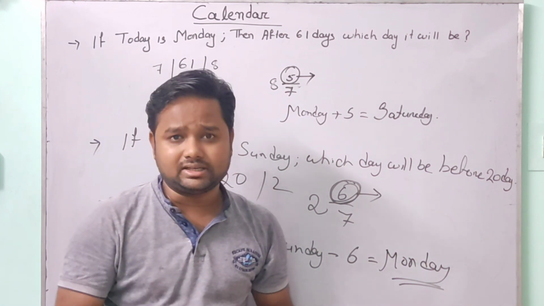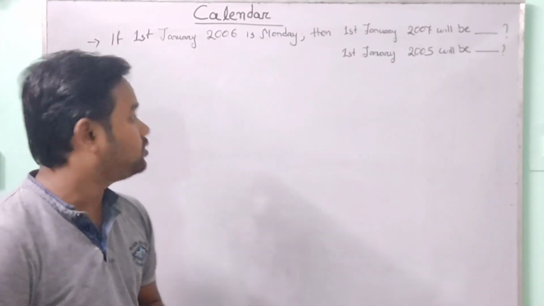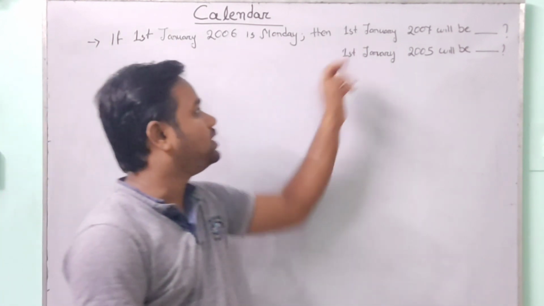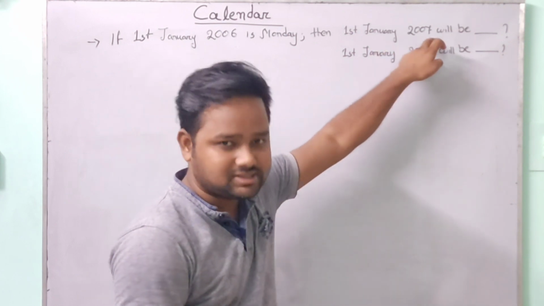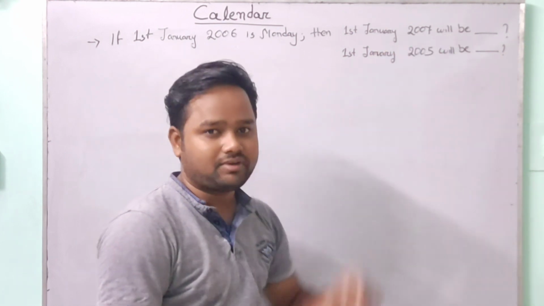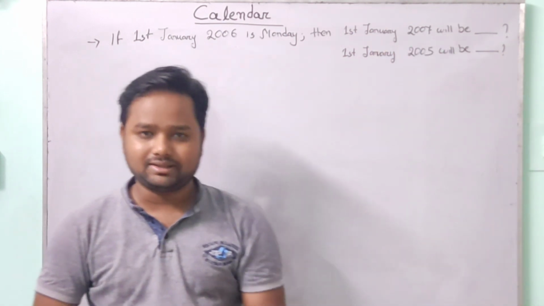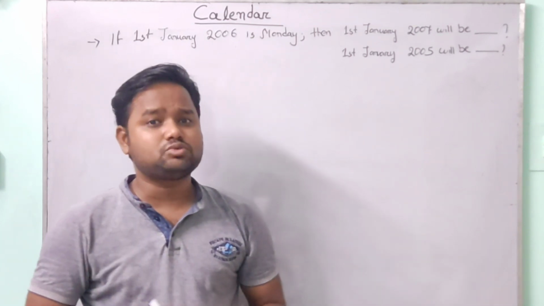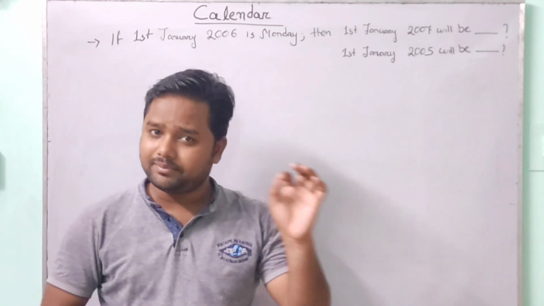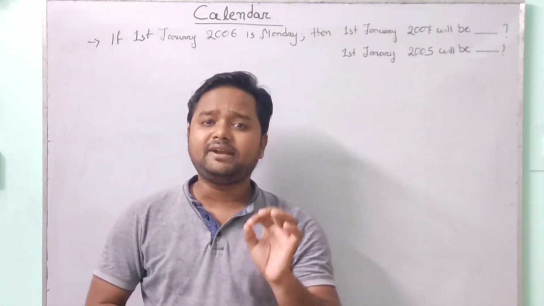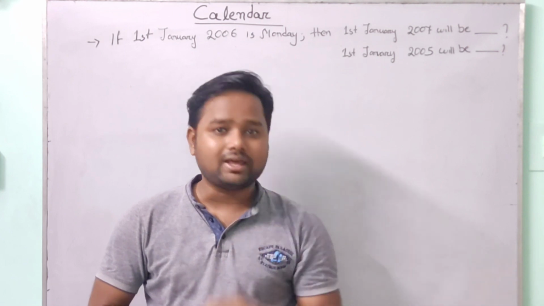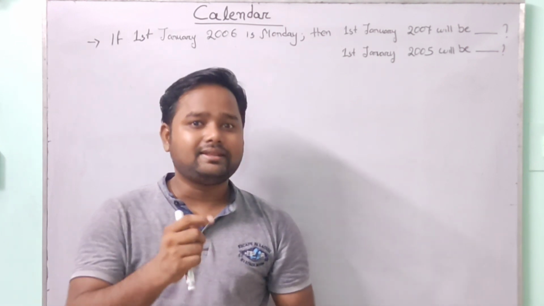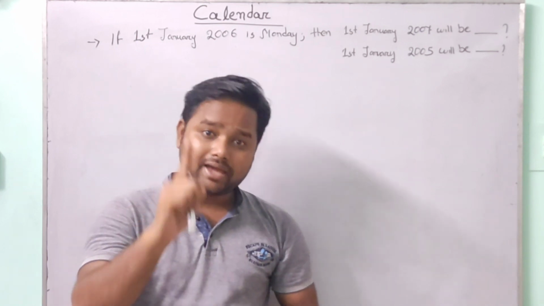Next we will do another trick. If in the question it is asked, the 1st January of 2006 is Monday, then what will be 1st January 2007 and 1st January 2005? Here we have to remember one thing: if we are going 1 year forward, that means 1 year is equal to 365 days, which consists of 52 weeks and 1 odd extra day. That means if you are going 1 year ahead, then 1 extra day will be added.